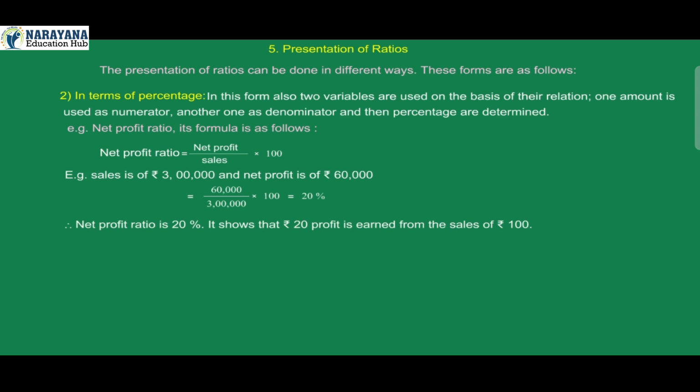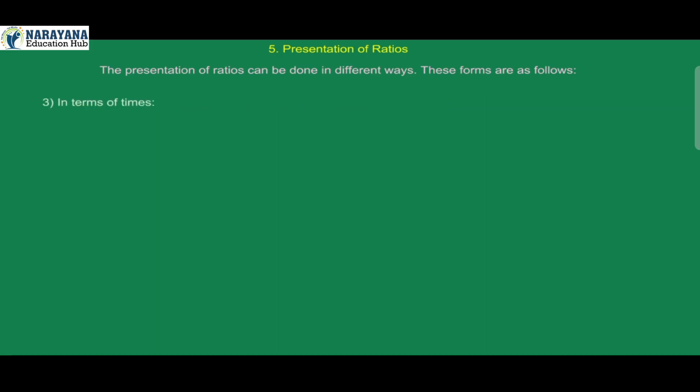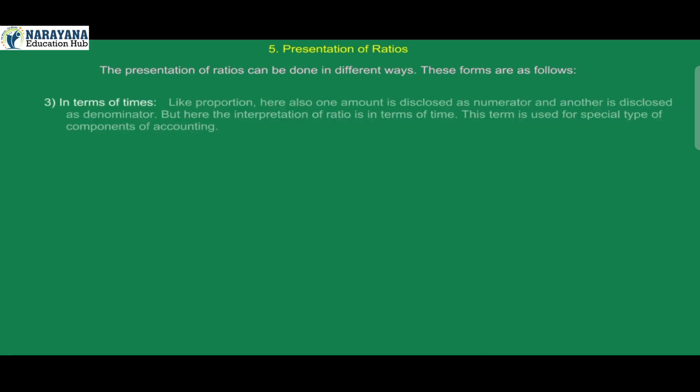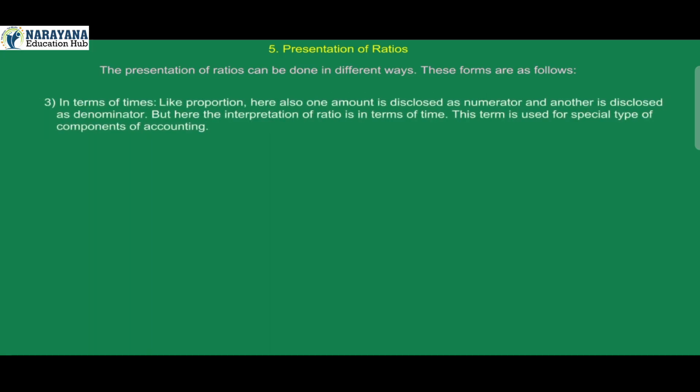It shows that rupees 20 profit is earned from the sales of rupees 100. 3. In terms of times. Like proportion, here also one amount is disclosed as numerator and another is disclosed as denominator. But here the interpretation of ratio is in terms of time. This term is used for special type of components of accounting. Example, stock turnover, its formula is as follows.